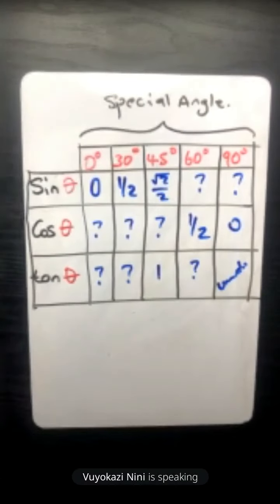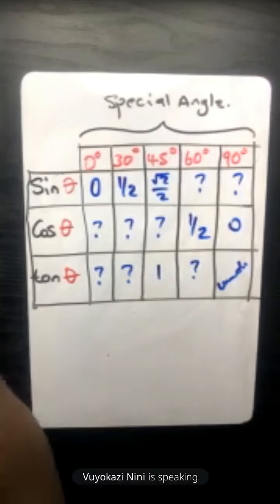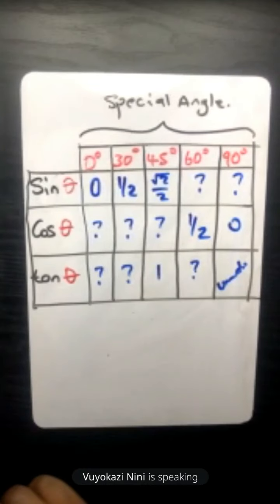So now let's move to unit number 4. After unit number 4, we are going to wrap up the last unit, which is unit number 5.